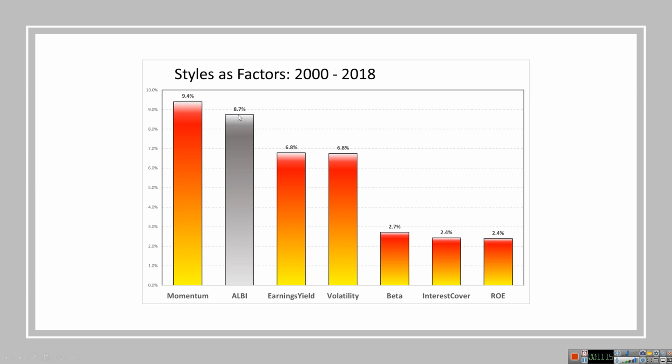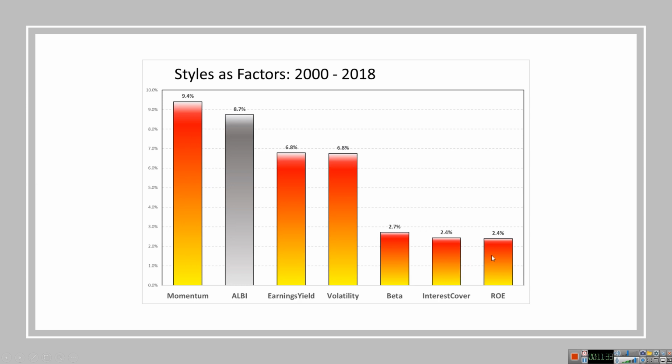This is the all bond index, so it's like a risk-free benchmark here. And then this is our value growth factor using earnings yield, which we think is better than market to book, and volatility. And you can see some others here, beta, interest cover, and so on, didn't do as well.